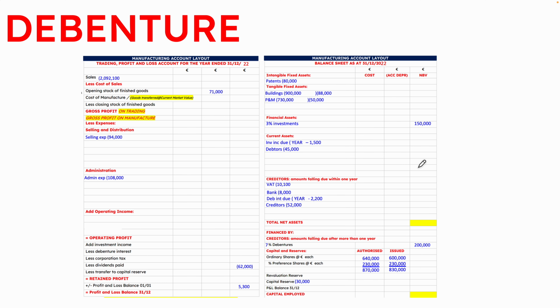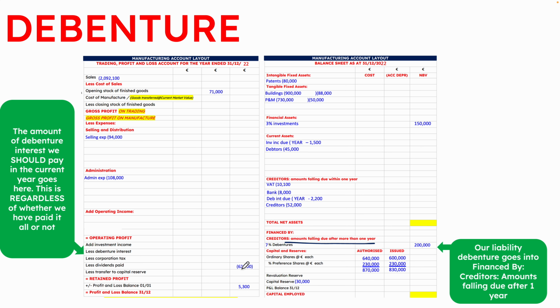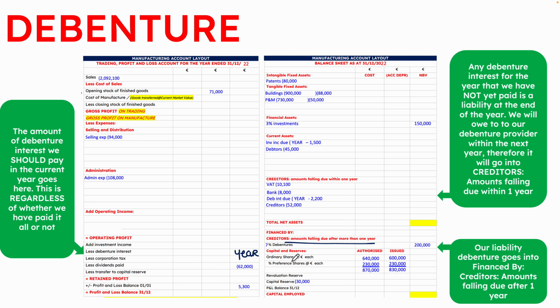Next, we look at the debentures. So debenture, just a long-term loan, fixed rate of interest. Okay, so the debenture itself is going to go down into creditors plus 1 year. The amount of debenture interest that needs to be paid for the year, so whatever relates to the current year, is going to go into the bottom of the TPL. And then debenture interest due at the end of the year is going to go into creditors amounts falling due within 1 year.